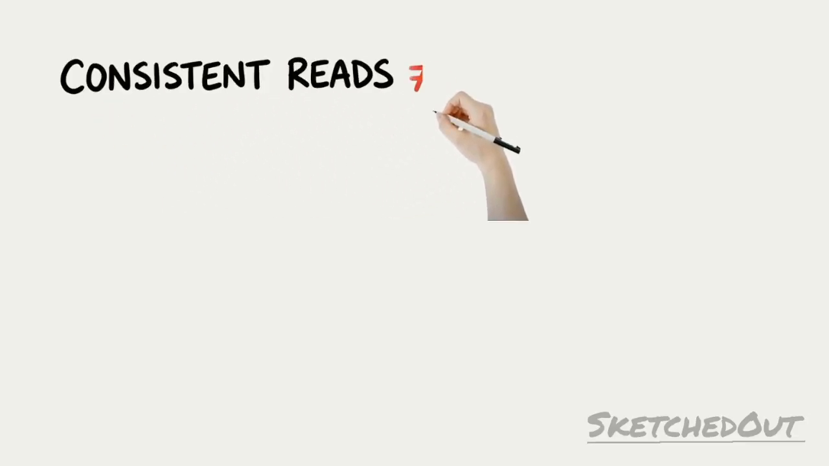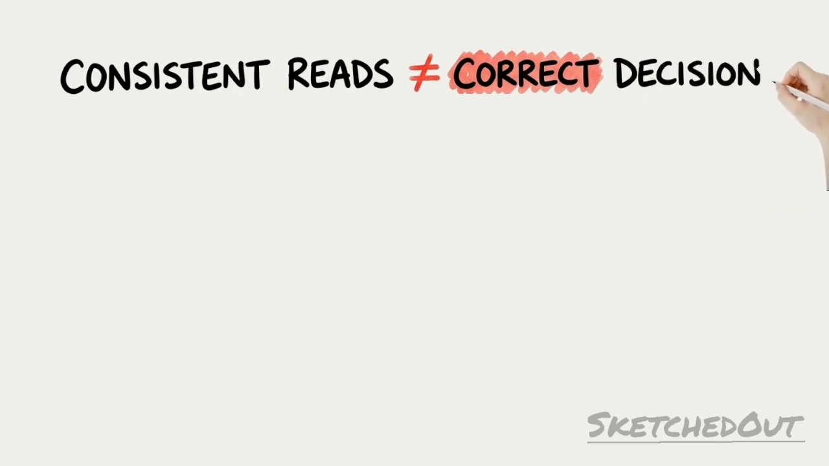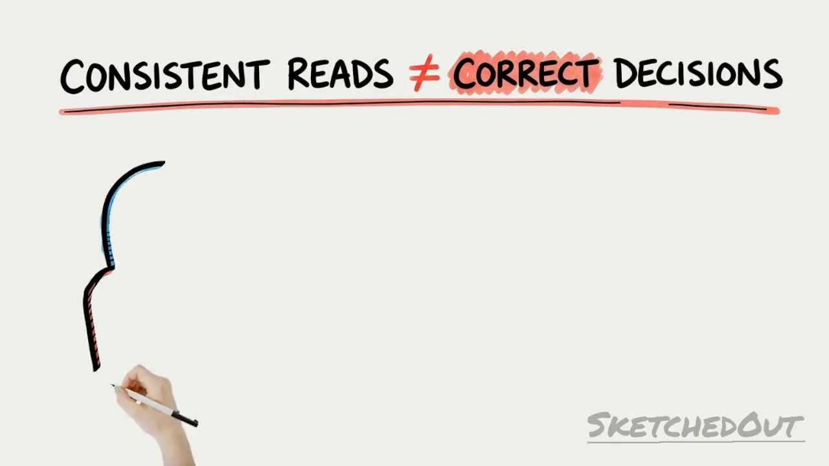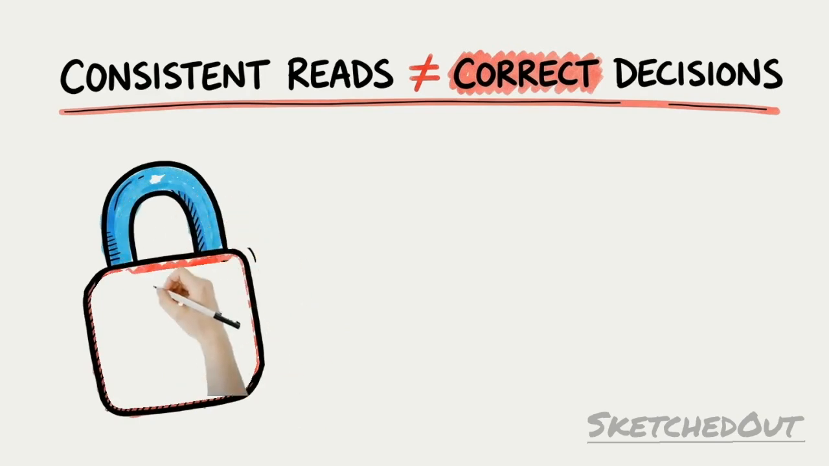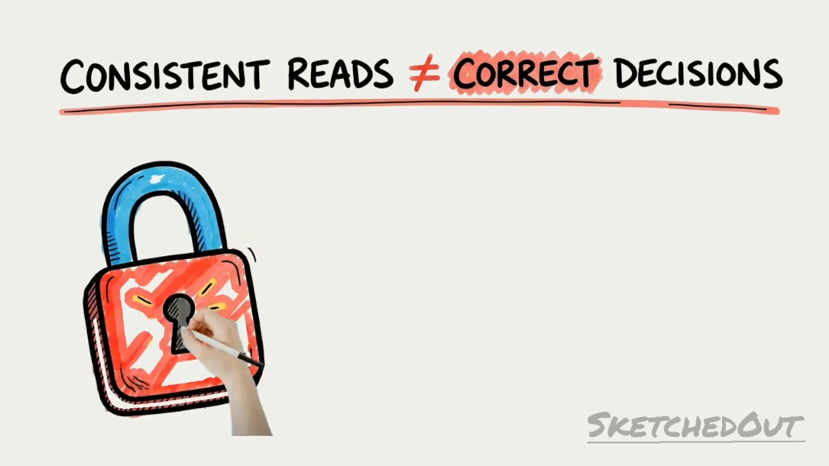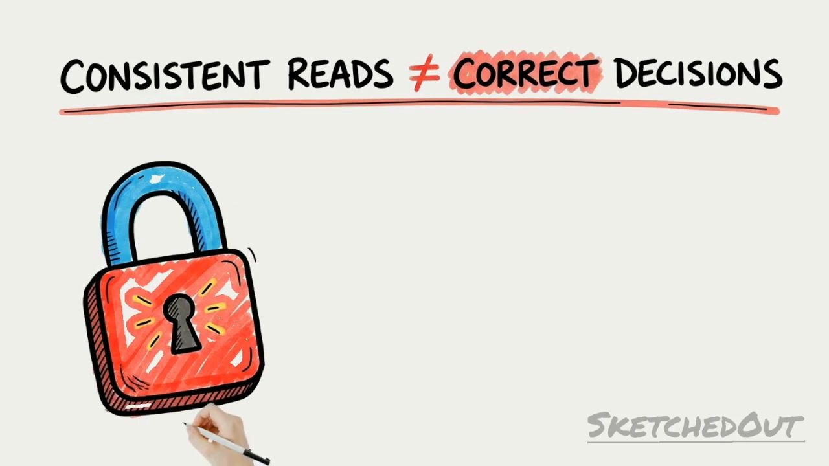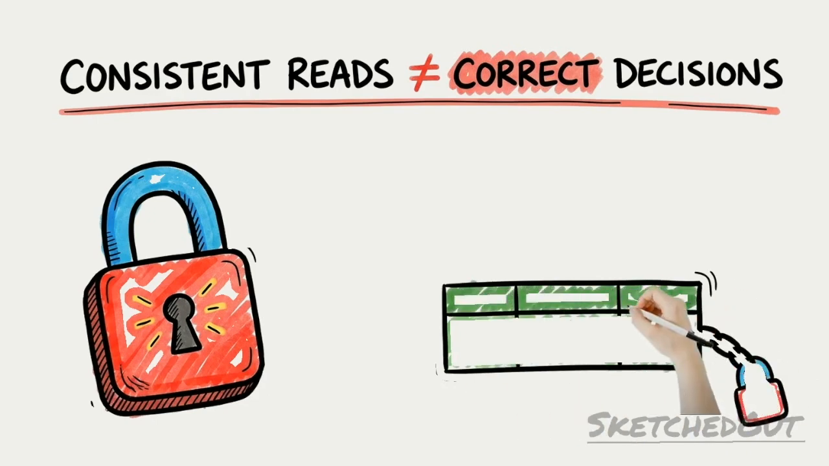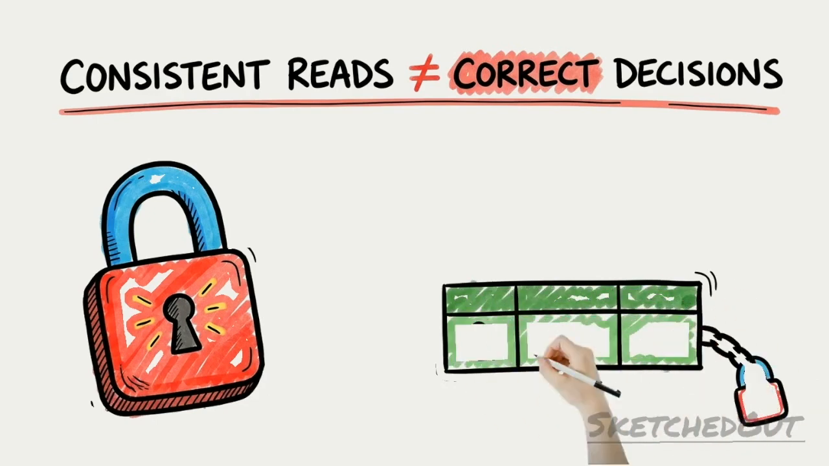MVCC gives you consistent reads. It does not, by itself, prevent two transactions from making decisions on the same data and both committing. To prevent that, you need locks. And this is where a lot of Postgres knowledge gets muddled, because locks are involved silently in operations you didn't realize were locking things. Postgres has locks at several granularities, and they matter in different situations.